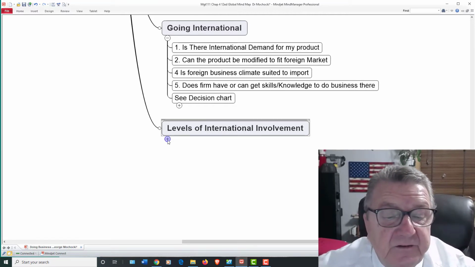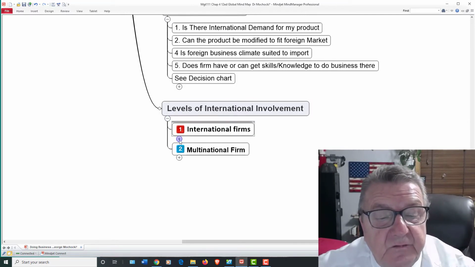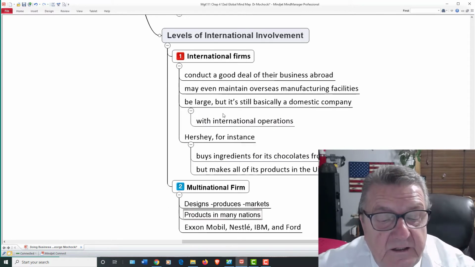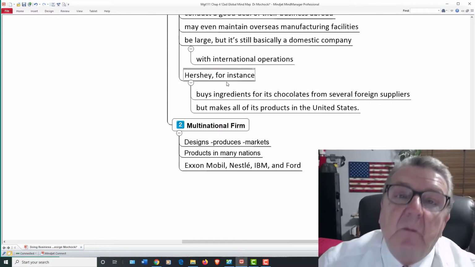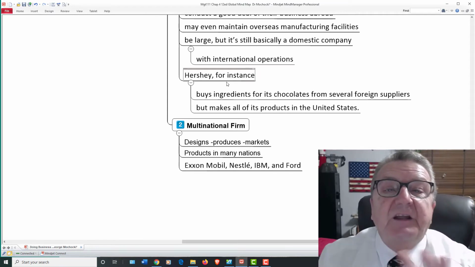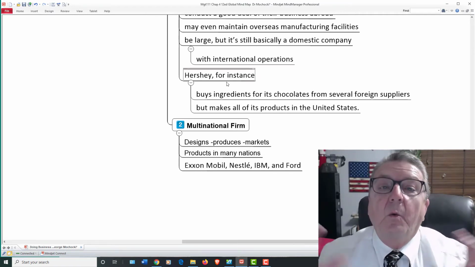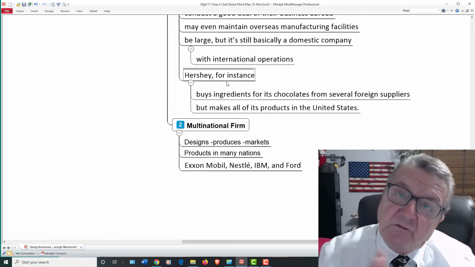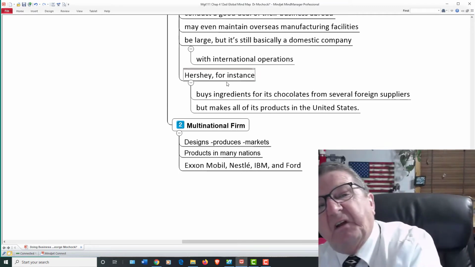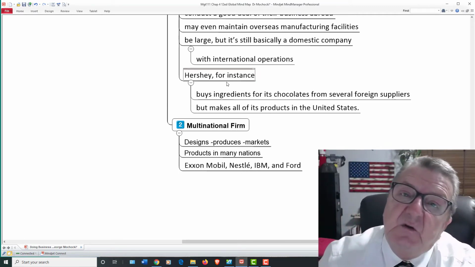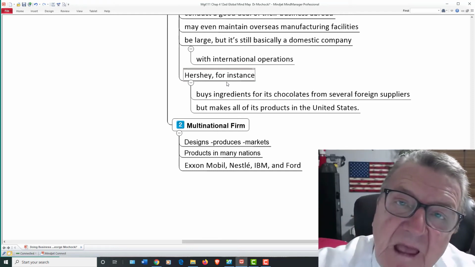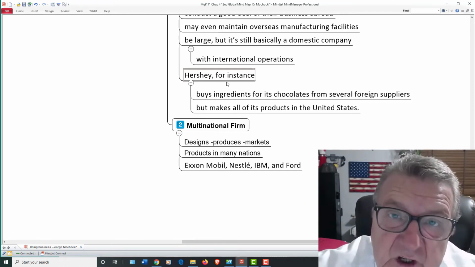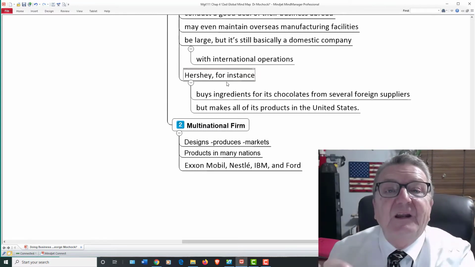Okay, levels of international. You have international firms and multinational firms. International firms are selling, exporting, and importing. We talked about that in class. One real quick thing: multinational firms don't look at any borders at all. The whole world is my playing field. So if the U.S. is in a recession, I just sell to China. If the EU is going through a recession, I sell to the U.S. I don't really care. I'm trying to maximize my investment for the organization. I have no loyalty to any one country.